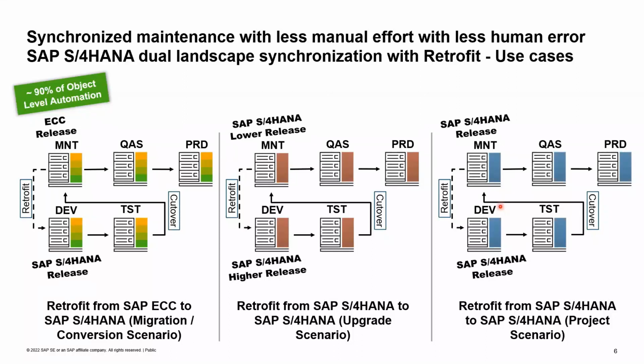We reach about 90% of object level automation. We will come to that later in the customer examples, so that you get a real feeling for what we are doing in that sense.